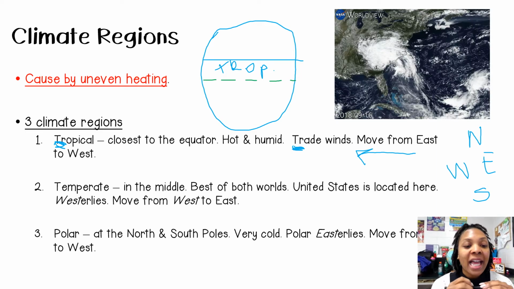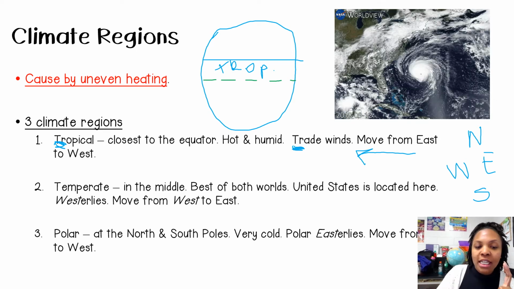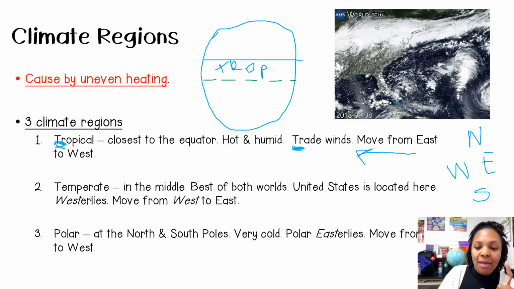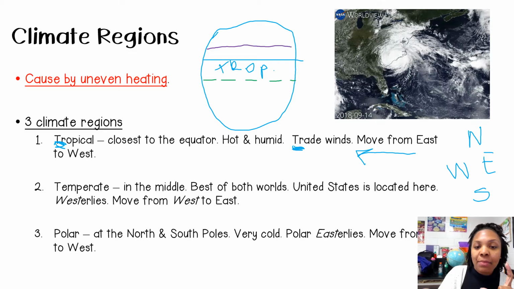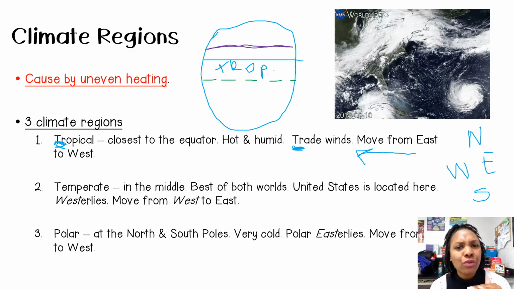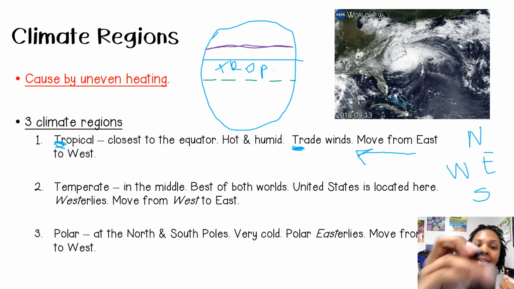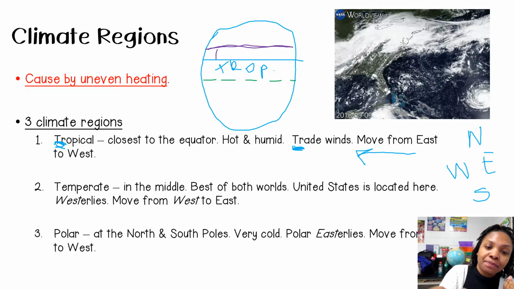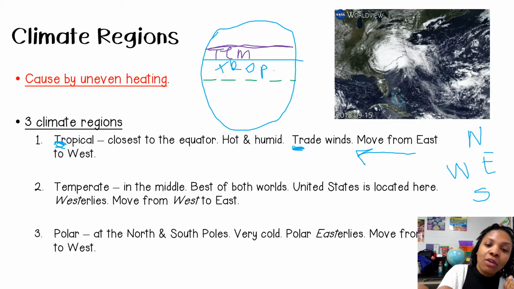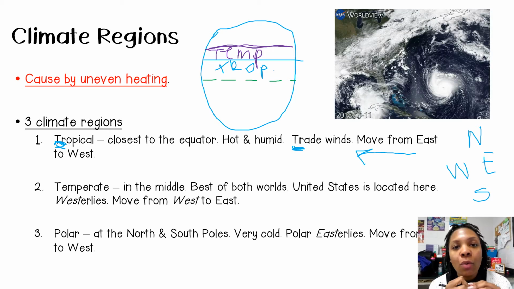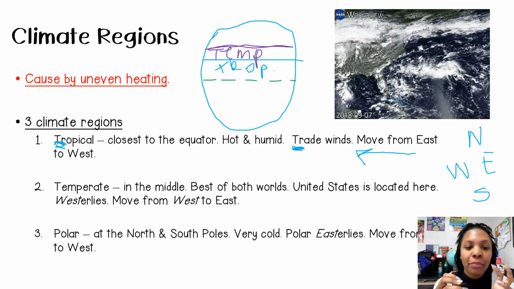All right, next we have the temperate region. Remember, the temperate region is smack dab in the middle. It has the best of both worlds. It doesn't get too cold. It doesn't get too hot. The United States is located in the temperate region. And the prevailing westerlies are in the temperate region.